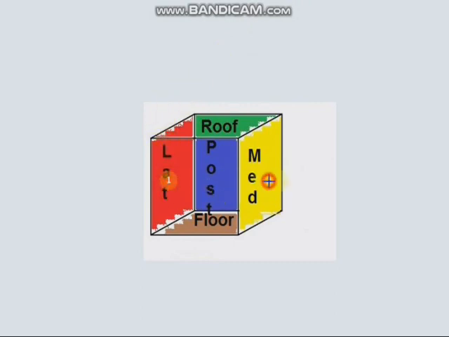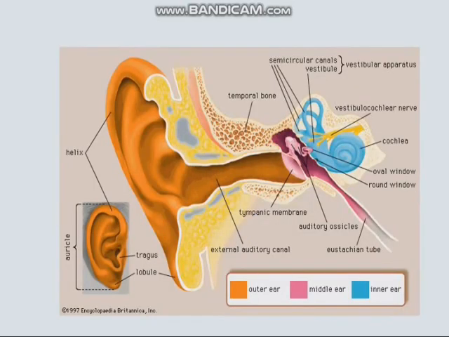Lateral, medial, roof, upper, floor, lower, anterior, which is non-colored, and posterior, which is blue. These are the 6 borders of the middle ear. Here is the middle ear cavity, and this is the Eustachian tube. This is the middle ear, which is an air-filled space.